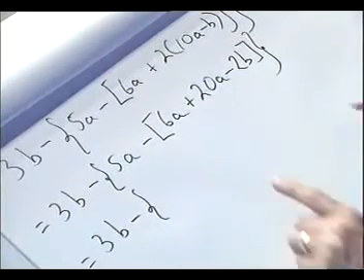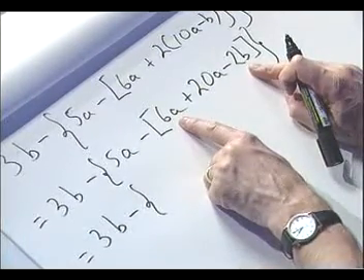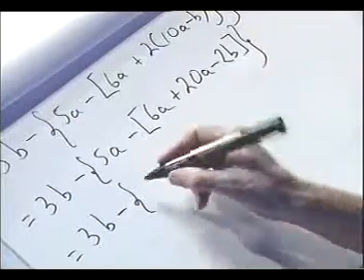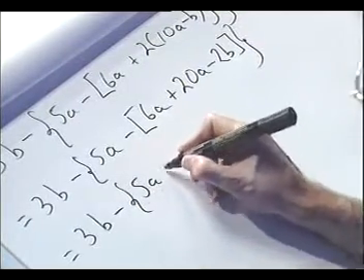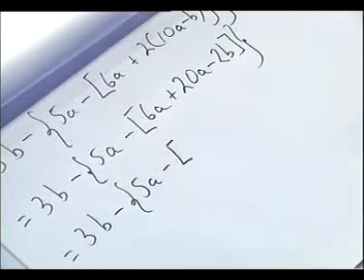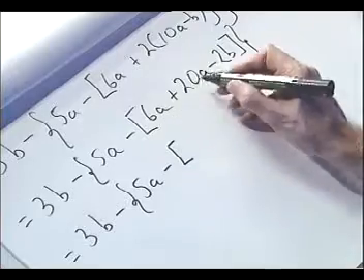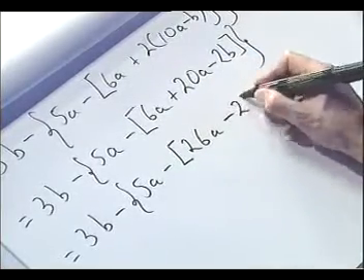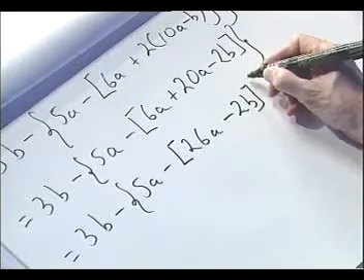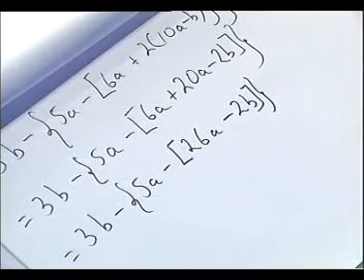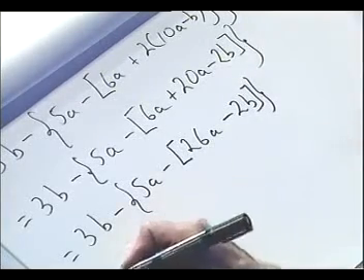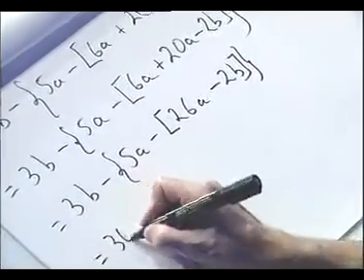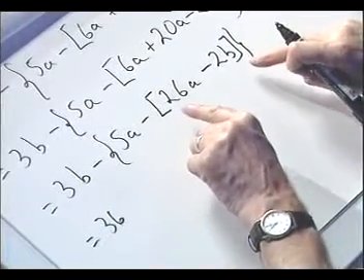What now? I think it would be a good idea to try and tidy this up before we went any further. So we've got 5a minus the square bracket. I've got 6a plus 20a, that's 26a, take away 2b. Close up the brackets at the end. Equals 3b. Now, I've got to go for the square bracket now.